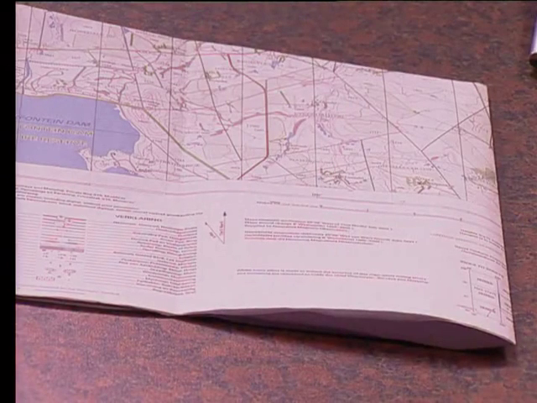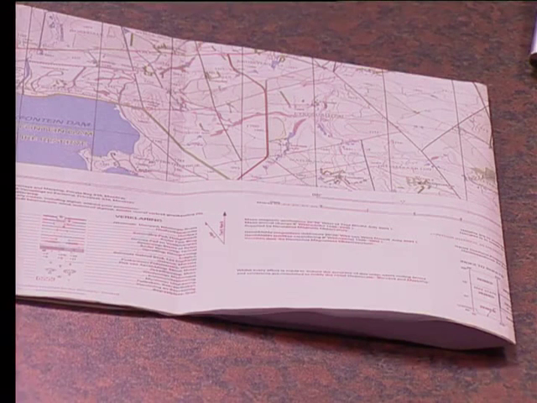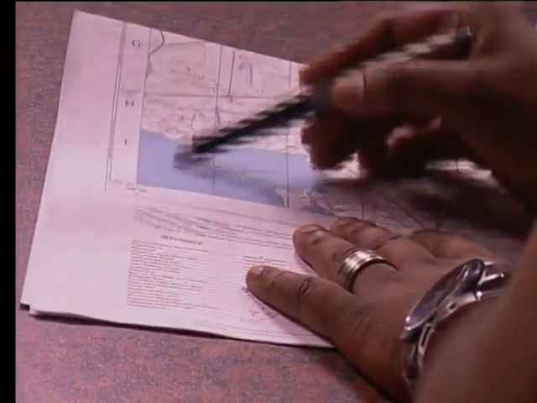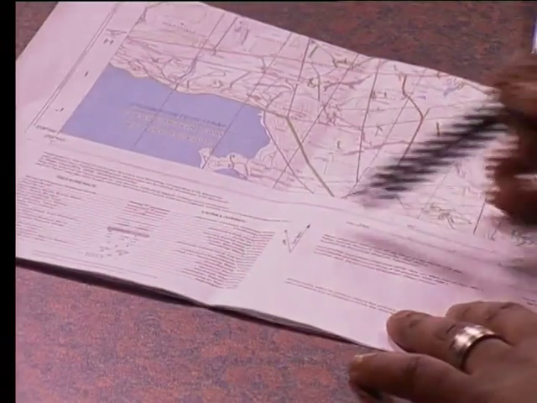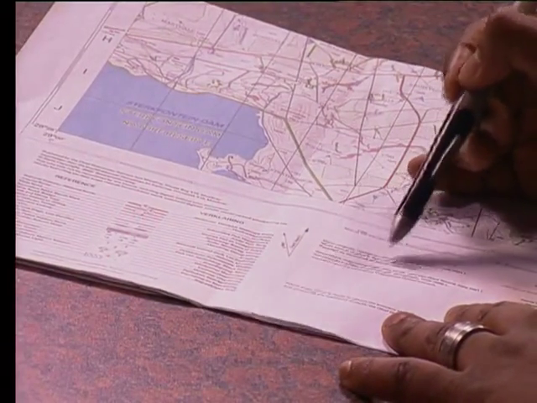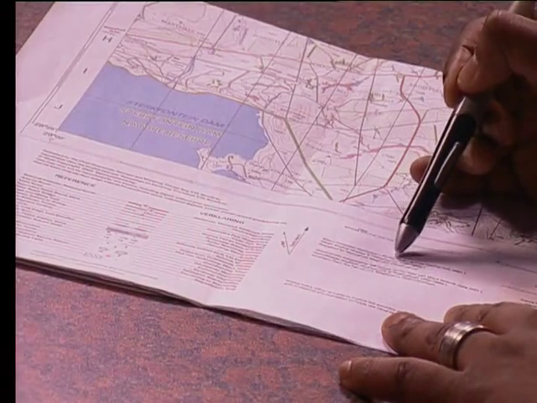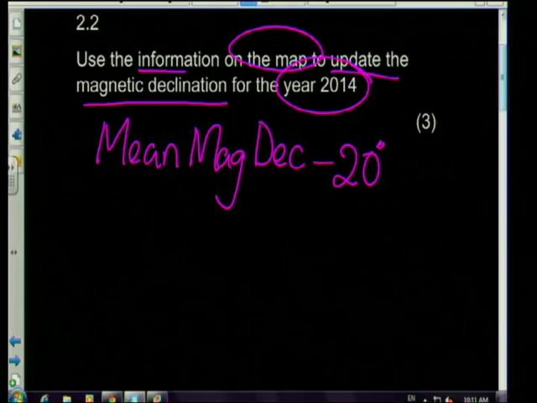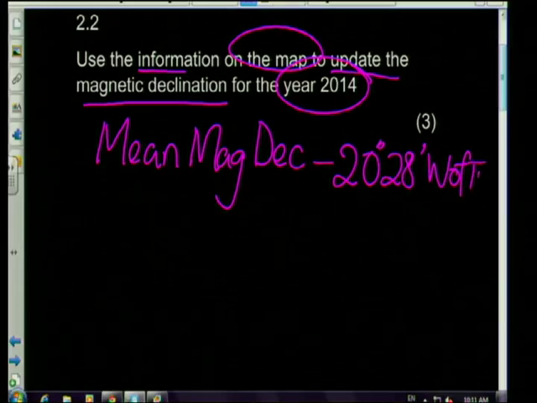Let's go to our correct answers and referrals in order to calculate this particular option. So my first step is to determine the mean magnetic declination. And remember, we've referred to the bottom of the map, or it could be on the margin of the map, which is the side of the map. So when you're referring to this, note the following. The mean magnetic declination is given as 20 degrees and 28 minutes west of true north.